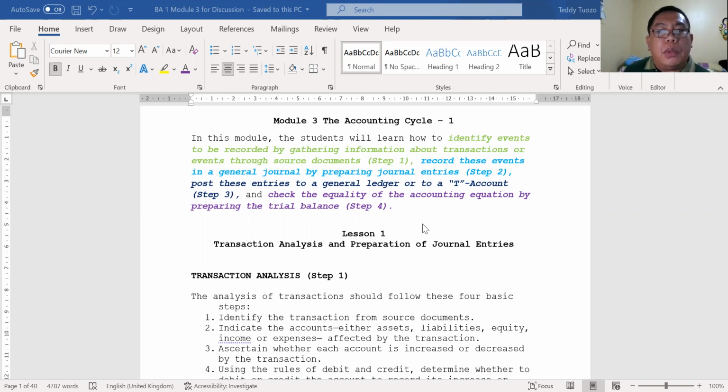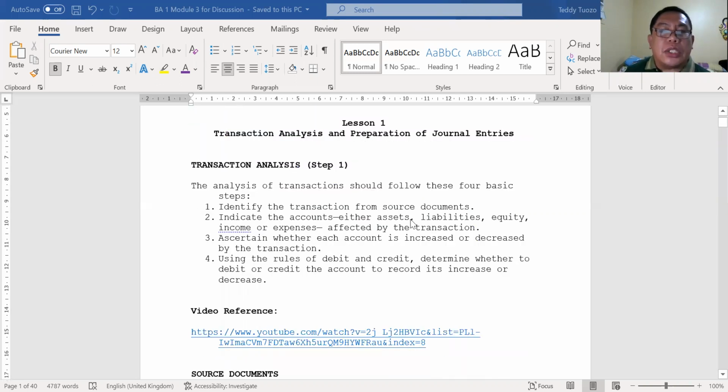Lesson number 1, we will be discussing the transaction analysis and the preparation of the journal entries. So these are the steps for transaction analysis. Number 1, identify the transaction from source documents. So we need to have a source document for a transaction to be recorded in a general journal. In accounting class, actually in reality, there are really those that do not have any source documents.